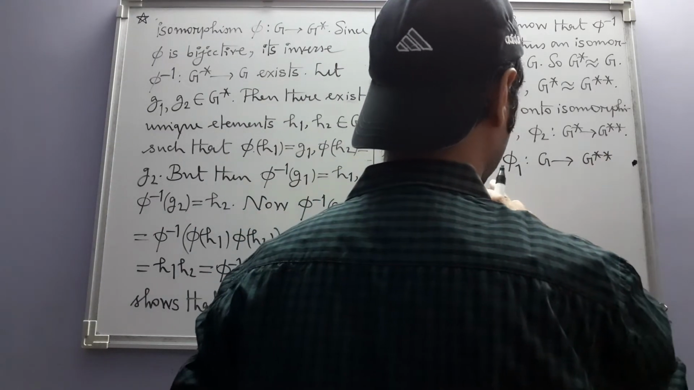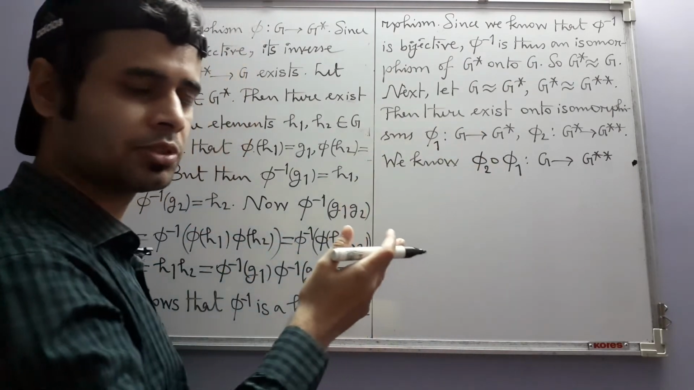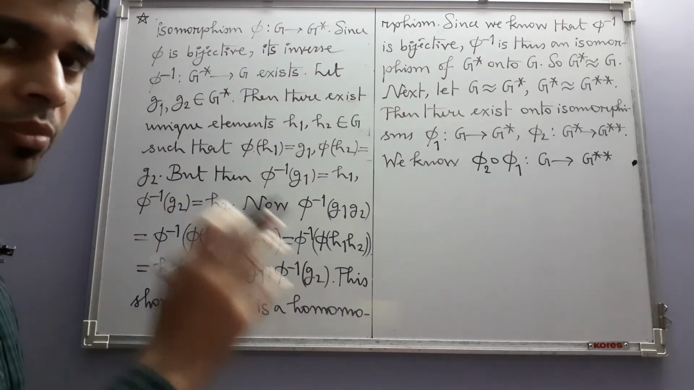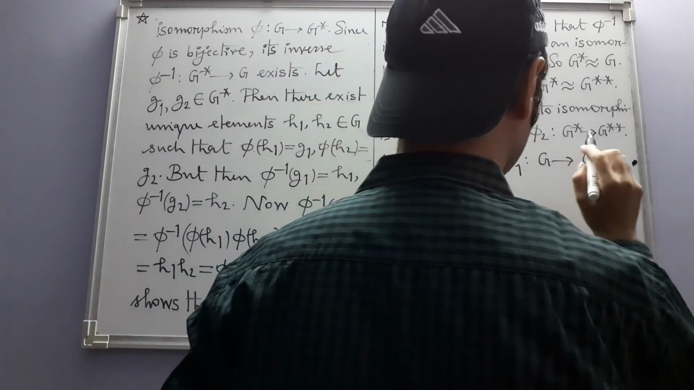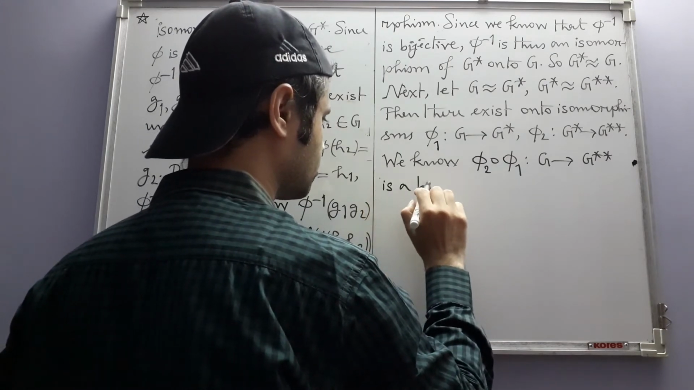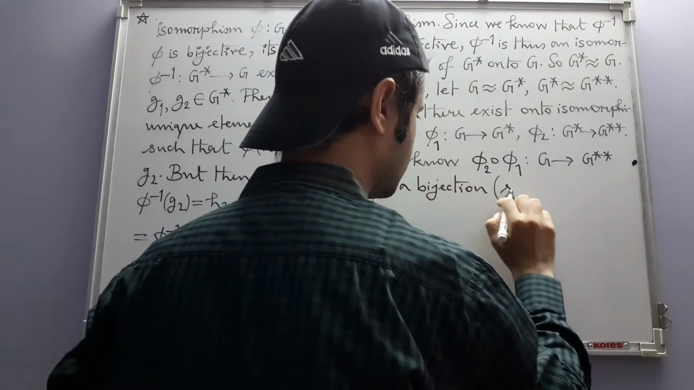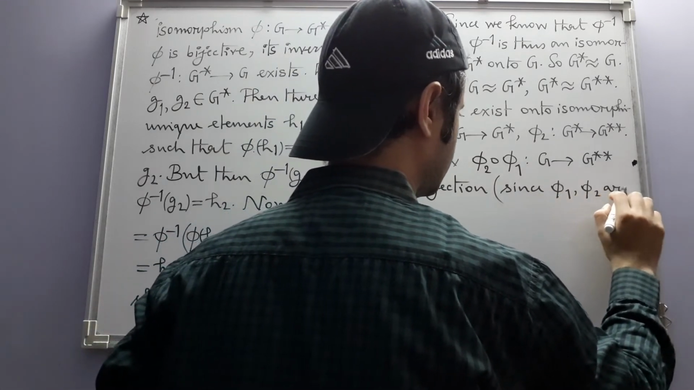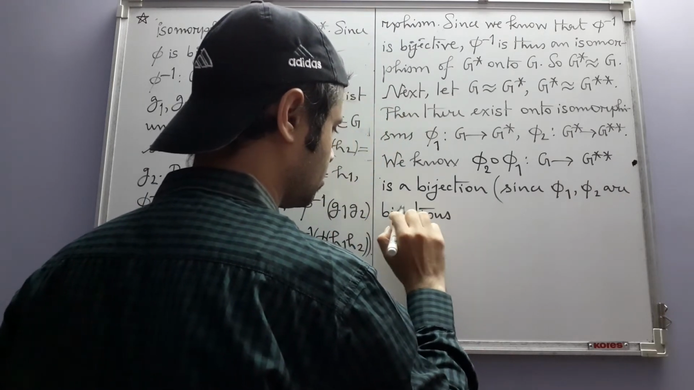Okay, so what do we know about this? Since each one of them is an isomorphism, that is onto, in particular each mapping here is a bijection. So that's why this composition is also a bijection. We know this is a bijection since phi 1 and phi 2 are bijections.